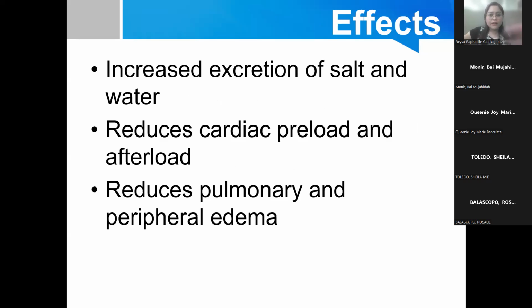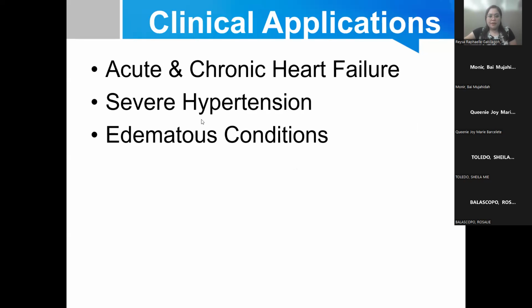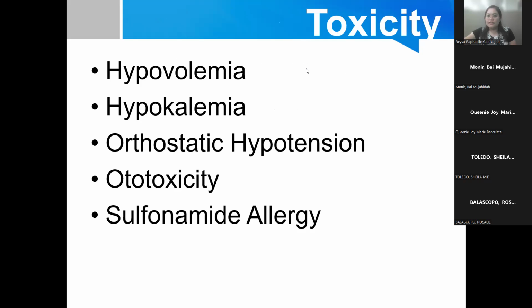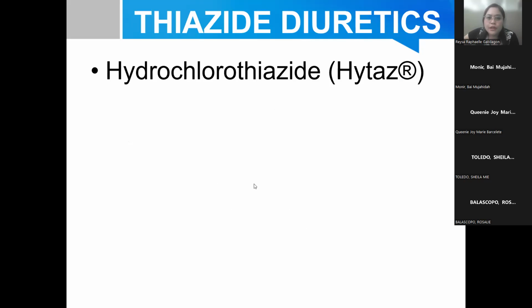So again, run through lang, mag-decrease yan lahat, the salt and the water. Therefore, sa heart, magde-decrease yung blood volume, both the preload and the afterload. And since urine is water, edematous conditions may also be treated. So aside from hypertension and edema, let's add both acute and chronic heart failure for our loop diuretics. And then, dadaanan ko lang ito since tapos na tayo nito last time. Okay, paki-review yung toxicity natin with the loop diuretics.